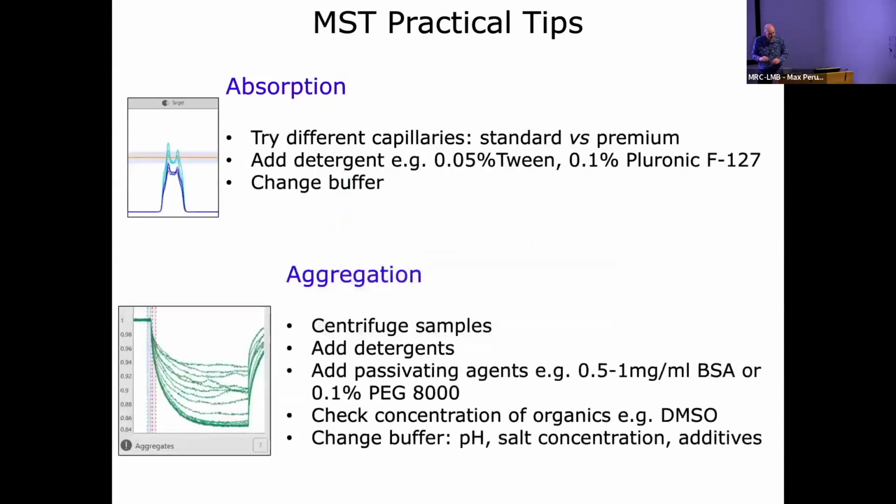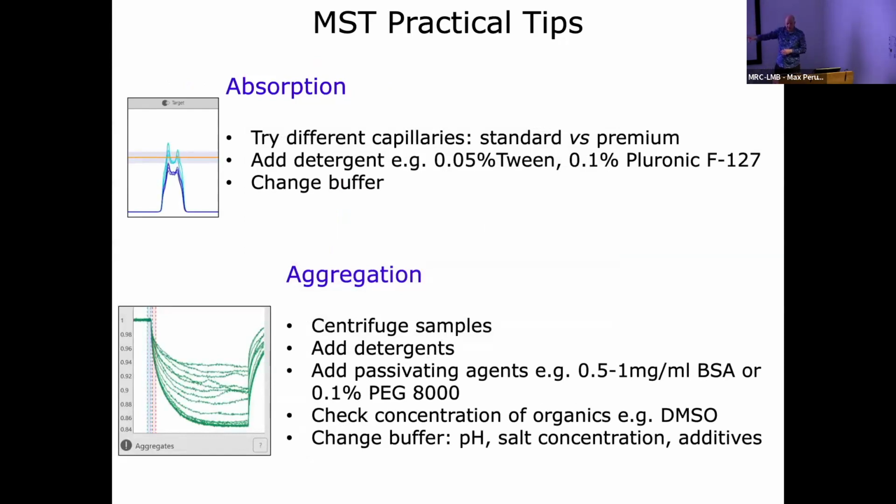So here are examples next. If you get attachment on the glass surface, there's obviously quite a big surface area relative to volume in these capillaries, and you get these little hats being formed. So you're getting a depletion of the fluorescence in the center and an increase at the sides. So you can try different capillaries. You can put in detergents or change the buffer.